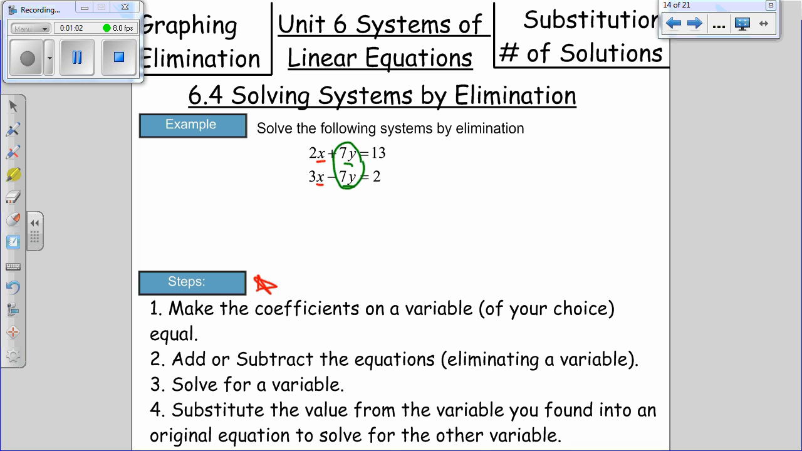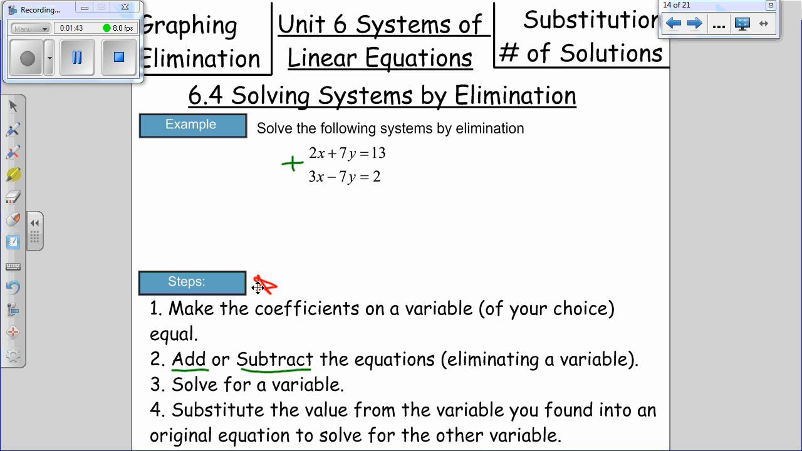We move on to the second step. The second step says, add or subtract the equations. If you're deciding whether you want to add or subtract, you look at the numbers that are the same. Remember how we said the coefficients on our 7y were the same? Well, we look at those, and if the symbols are the opposite, then we want to add. So the top one is a positive, and the bottom one is a negative, meaning that we want to add these two equations.